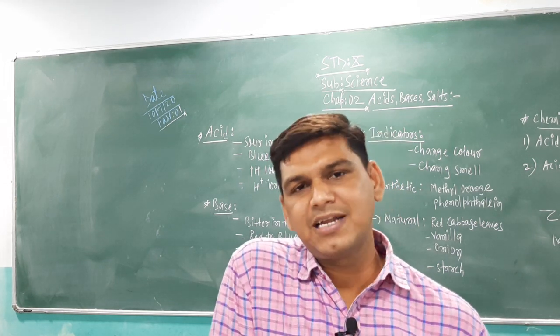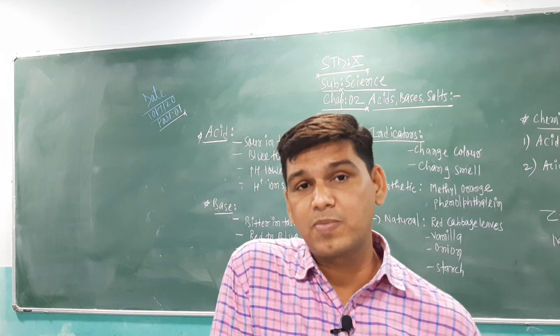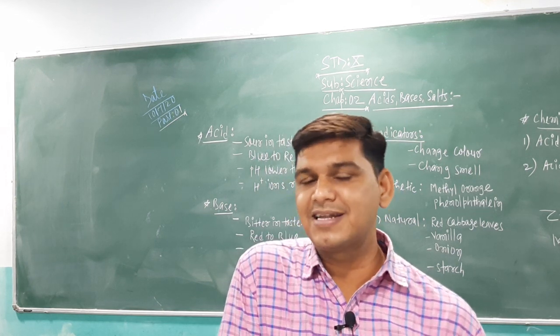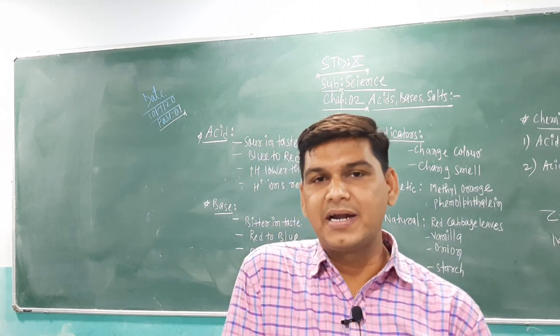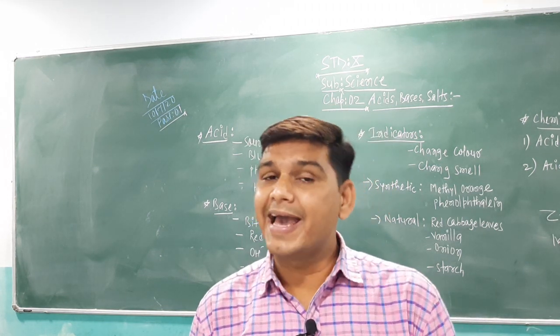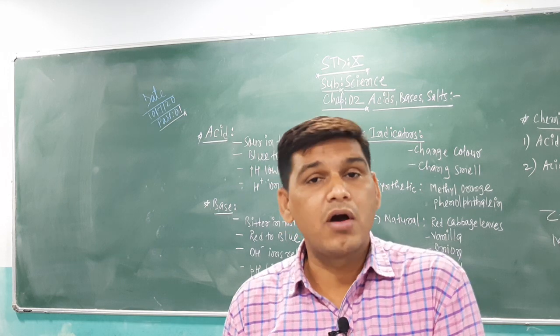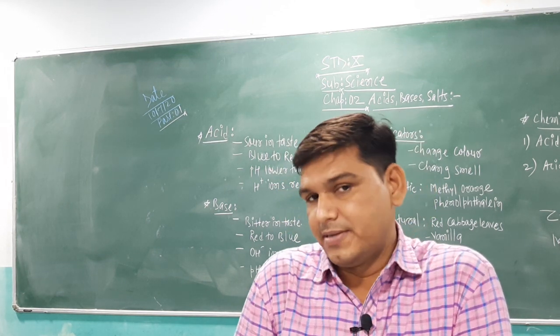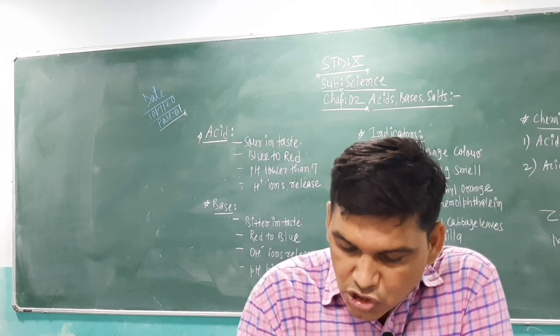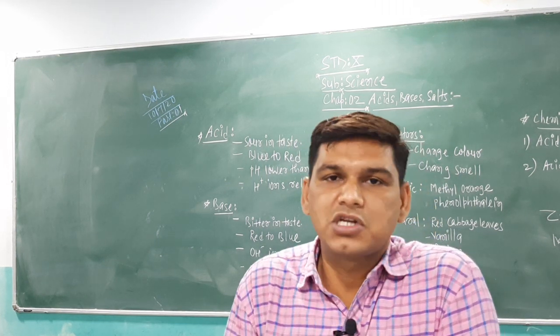If you react Zn plus H2SO4, that gives ZnSO4 plus H2. If you react Zn plus 2HCl, you get ZnCl2 plus H2, and gas evolves. But hydrogen gas does not evolve when a metal reacts with nitric acid, HNO3. If you react with HNO3, there is no production of hydrogen gas.